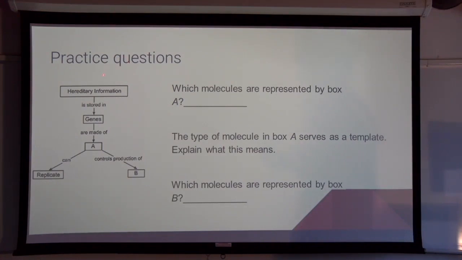We have here, hereditary information is stored in the genes. Genes are made up of blank. This blank can be replicated or control the production of blank. So this is a review question in your packet on page 12. Let me give you guys a minute to look that over. Your question will be, which molecules are represented by box A? What type of molecule in box A serves as a template? Explain what this means. And which molecules are represented by box B? Take a second, think about it.